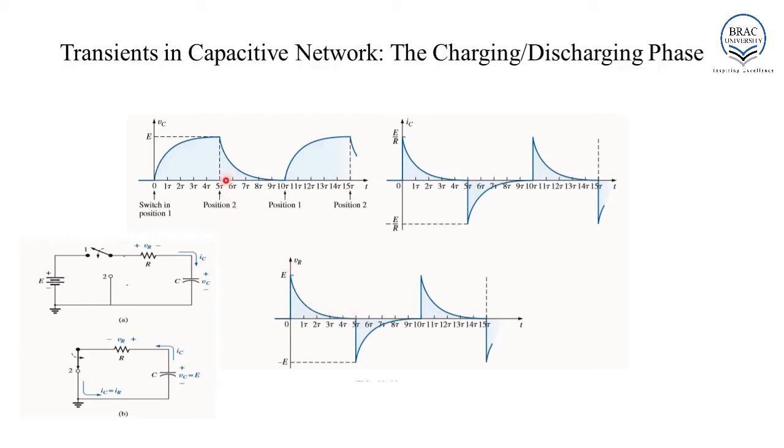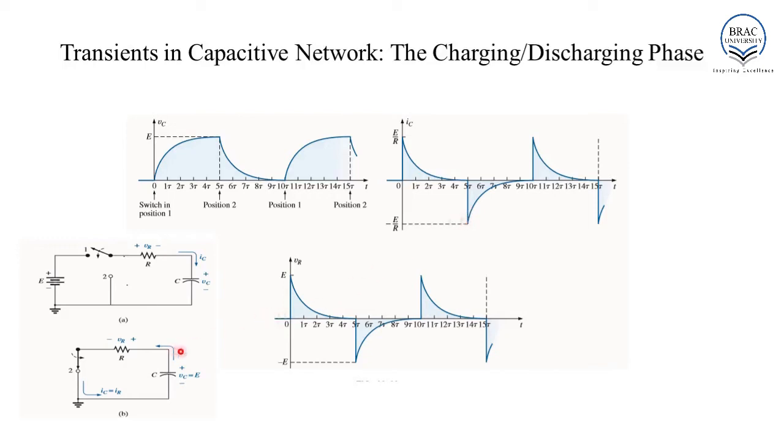Now, when the switch is moved from position 1 to position 2, the network will look like this. Now the capacitor will be discharging and hence the voltage across the capacitor will decrease exponentially. Since the polarity of the capacitor does not change between the charging and discharging phase, the graph is on the same side of the y-axis. When the voltage across the capacitor is decreasing, the current through the network will also decrease.